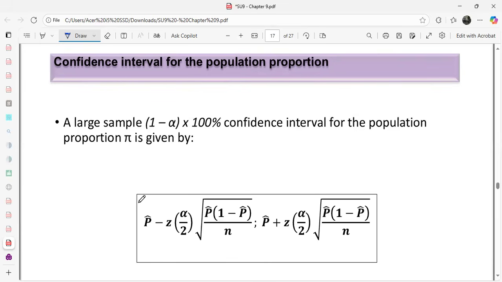You just substitute. Same thing, the z alpha divided by 2, this part here. If they say 95%, you put 1.96. If they say 95%, 1.96; 99%, 2.58; 90%, you put 1.64. That's how you do it. Then you substitute all your values. Now you know how to go with the p cap, x divided by n.